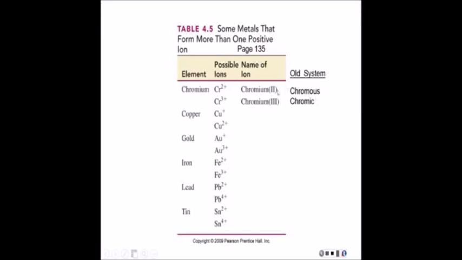-ous always means the lower. Now -ic doesn't necessarily mean 3+. It does for chromium, but you notice it wouldn't for lead, lead being +4 and +2. So let's look at some other ones then.